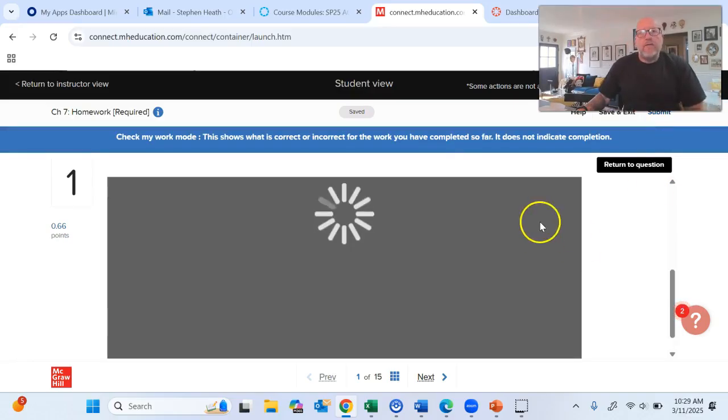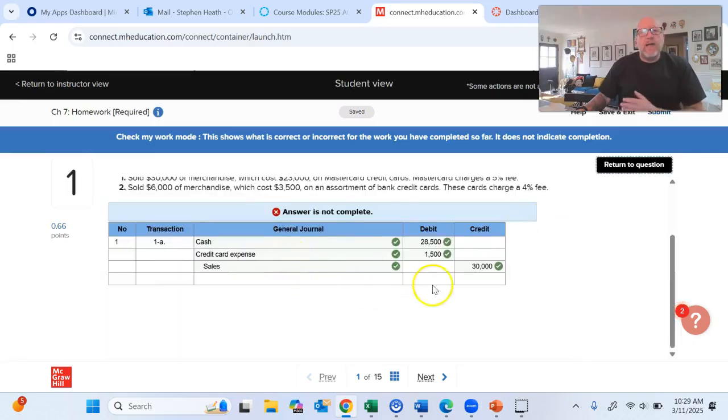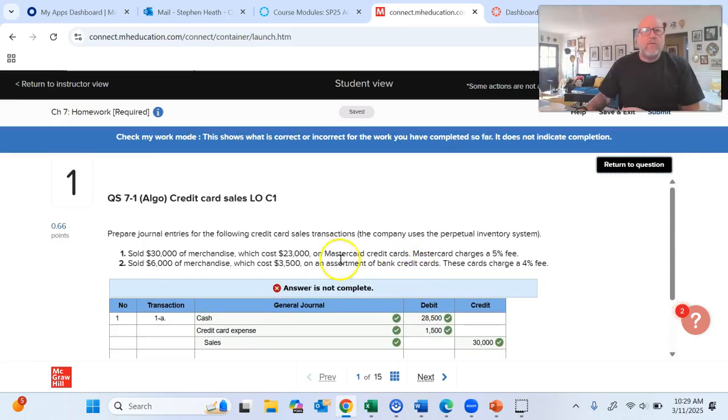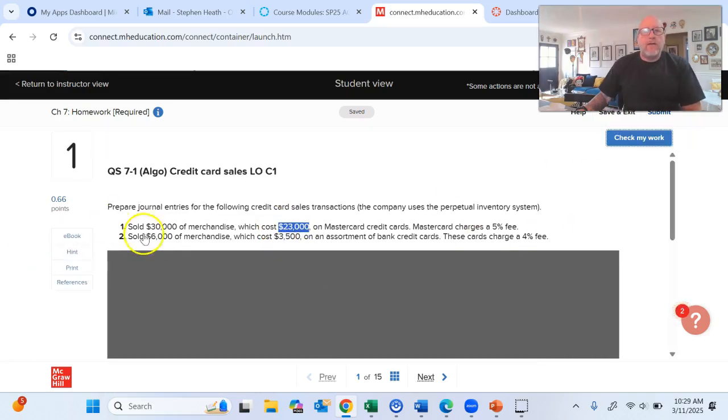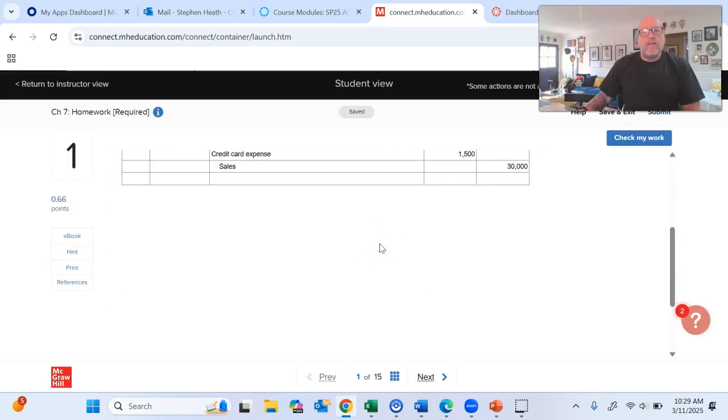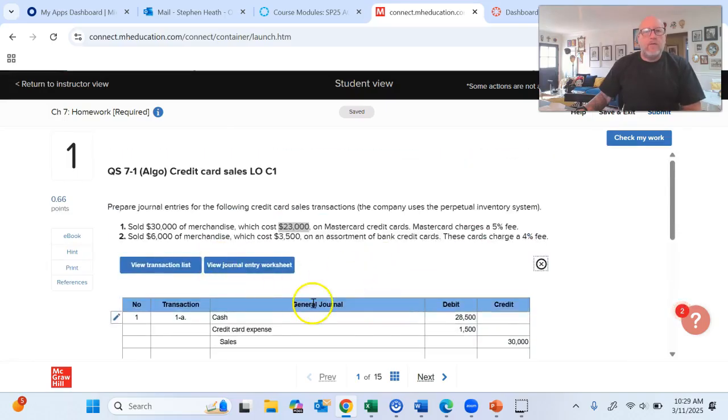Check my answer. It's probably going to be incomplete because I haven't done the next portion of the question, which is where I would record the cost of the goods sold and then also do the second journal entry. Okay?